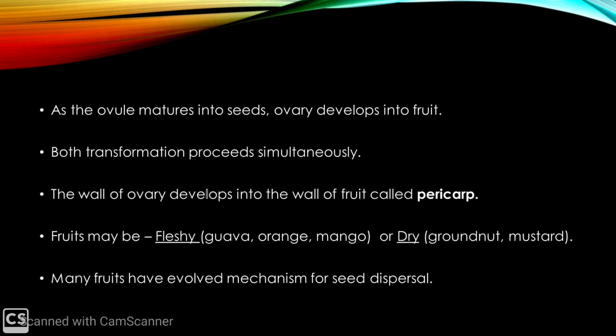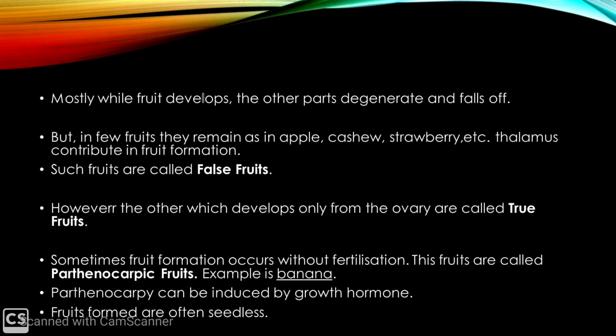Many fruits have evolved mechanisms for seed dispersal depending on the number of seeds produced by the plant. Mostly, while the fruit develops, the other parts degenerate and fall off. But in a few fruits, they remain, as in apple, cashew, strawberry, where the thalamus contributes to fruit formation. Such fruits are known as false fruits. However, those which develop only from the ovary are known as true fruits.